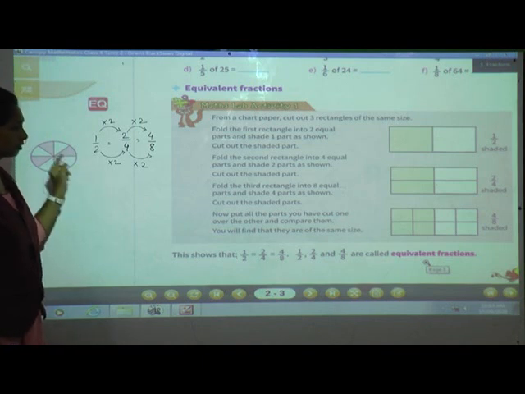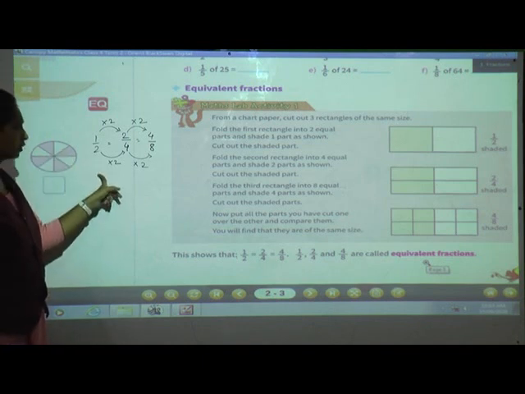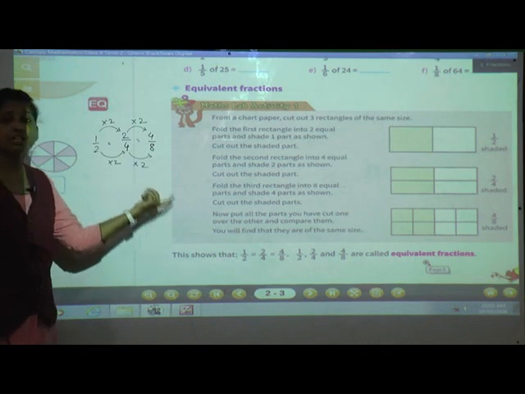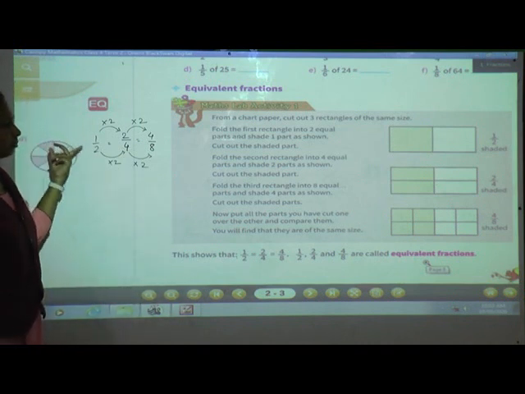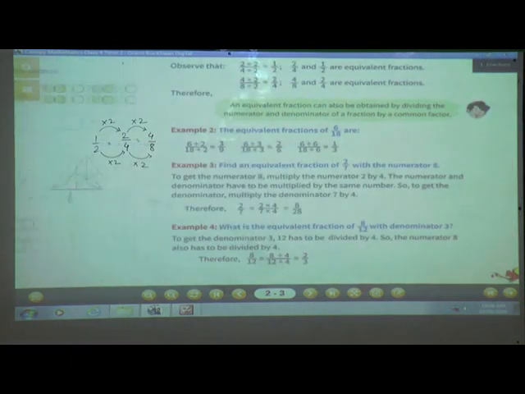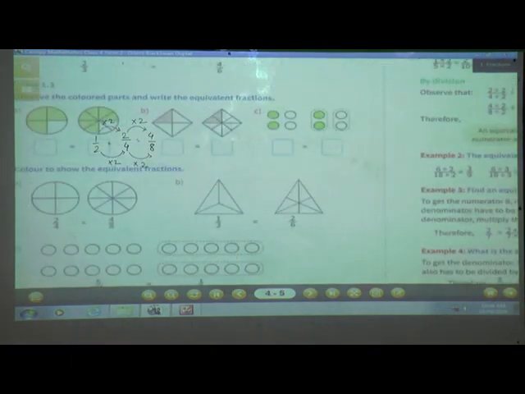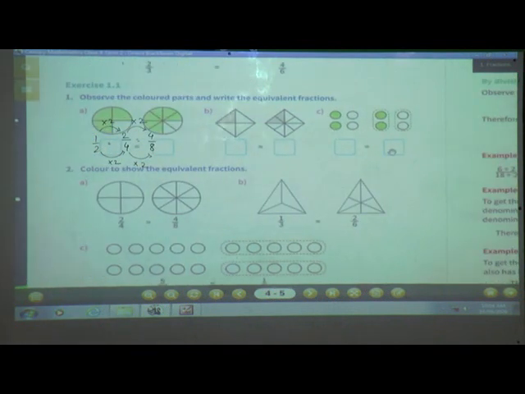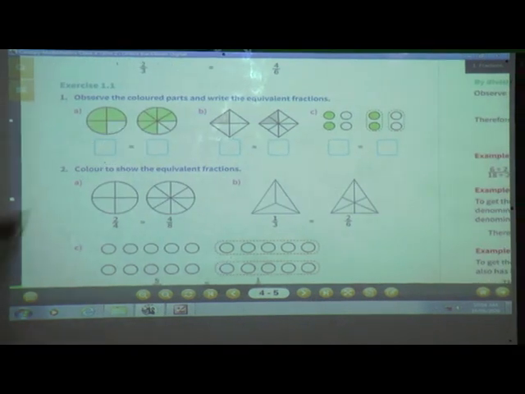Are you getting it? So why are they equivalent fractions? Because their value is the same, only the numerators and denominators are different. Got it? Clear till here? Yes. So now we will start solving our exercise 1.1. Yes, what is the first question?